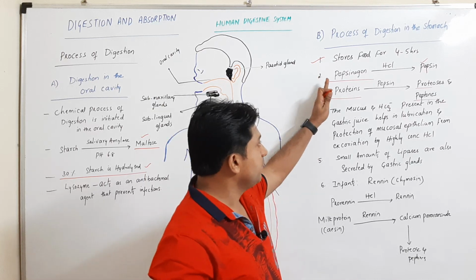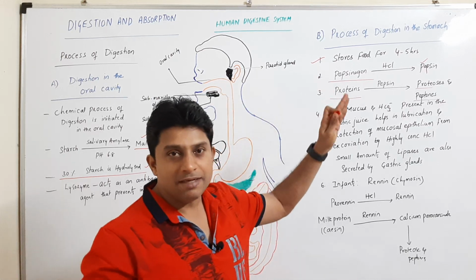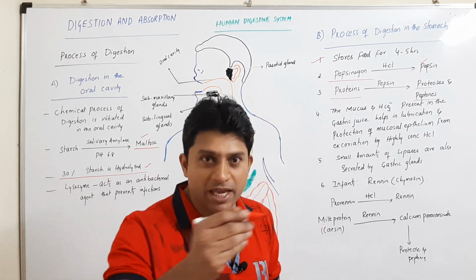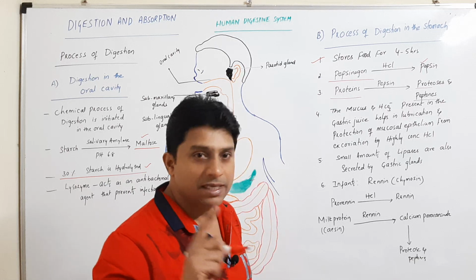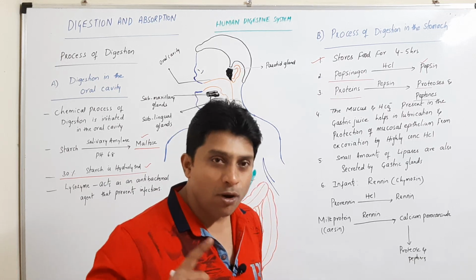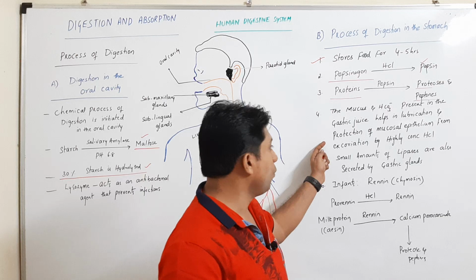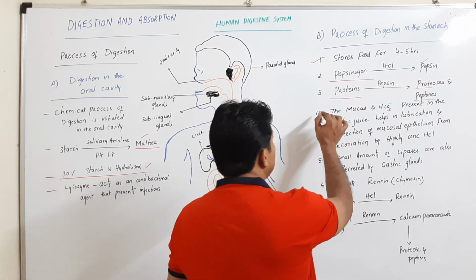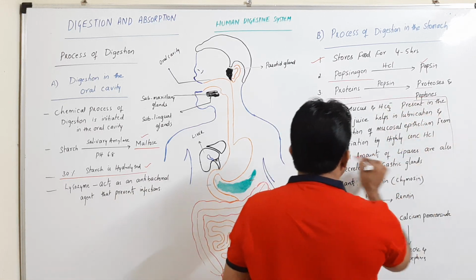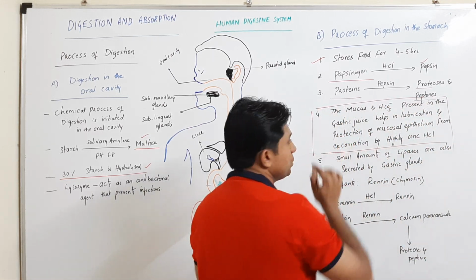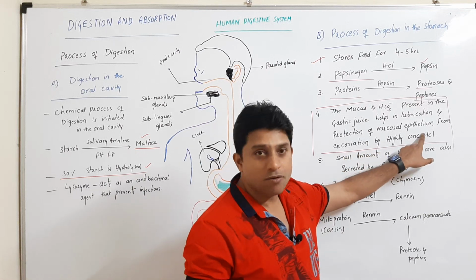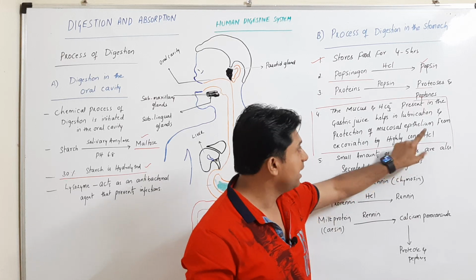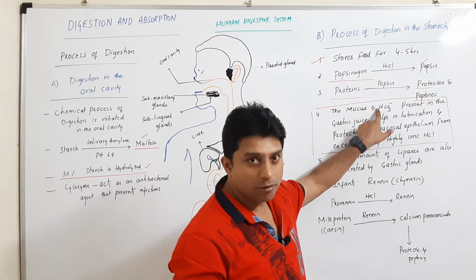Then apart from this, the mucus and bicarbonates present in the gastric juice help in the lubrication of the food, as well as protect the wall of the stomach from the excoriation of highly concentrated HCl. So this is one of the important functions performed by your gastric juice. Because the HCl is highly concentrated, the wall of the stomach must be protected. This is done by the mucus and bicarbonates.